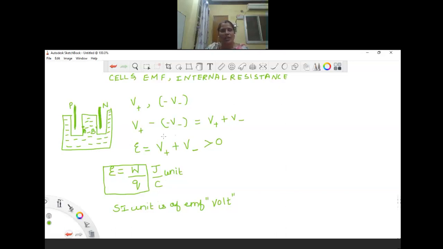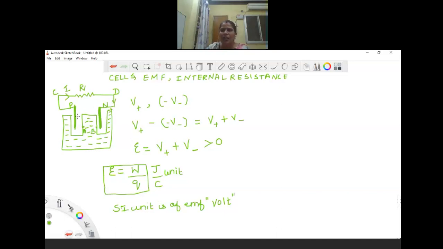Now, in order to understand the significance of this EMF, we are going to connect the two terminals of the cell with the resistor. So this is the external resistance. Let us state this point as C and this one as D. This is the direction of the current through the resistor, and this is the direction of the current here.